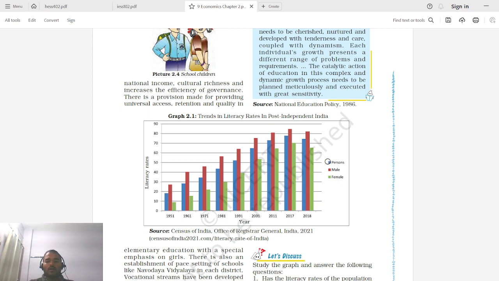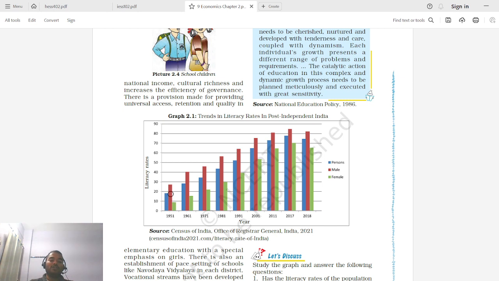So the blue color over here indicates the number of people. The brownish-reddish color indicates the percentage of males, and female is indicated by green color. Okay, so starting with 1951, if you see the blue color, approximately the overall literacy rate was around 19%, of which male contributed approximately 26-27% or even 28%, and women were only 9%, right?